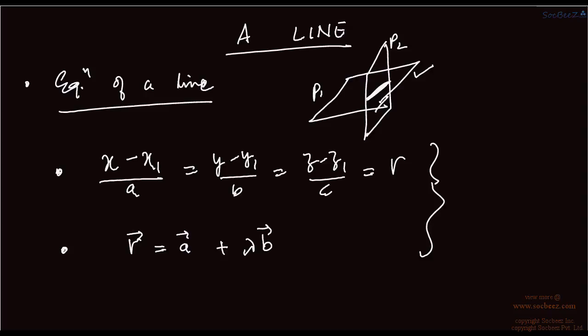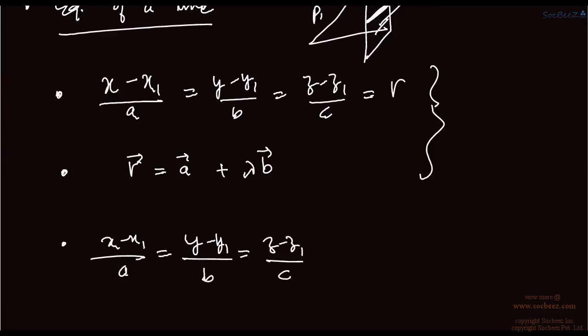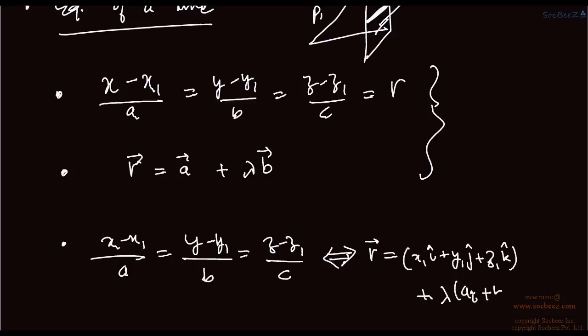Now, reduction to Cartesian form of the equation of a line: we can say (x minus x1) upon a, just the symmetric form, equals (y minus y1) upon b, equals (z minus z1) upon c. Okay, so the reduction of the Cartesian form of the equation of a line to the vector form can be reduced to r vector is equal to x1 i cap plus y1 j cap plus z1 k cap plus lambda times (a i cap plus b j cap plus c k cap).